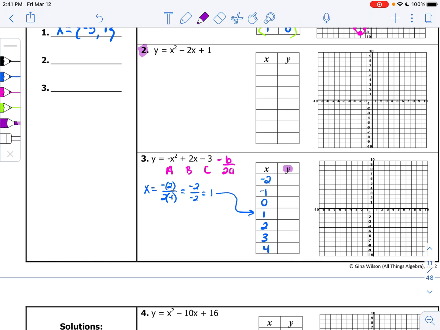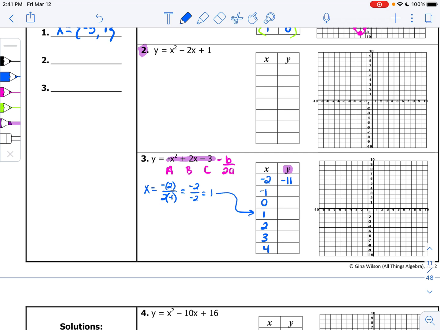Then remember to get these y values, we're going to go to our calculator and we're going to substitute each x value into that function. And we're going to remember that we put each x value in parentheses when we substitute it in. When you substitute in -2, you should get -11.